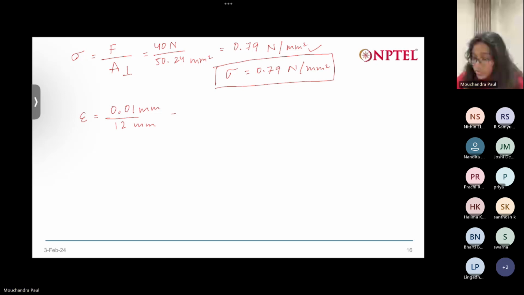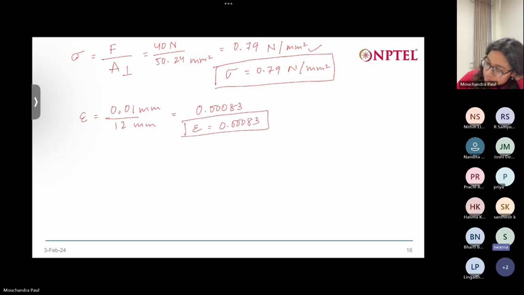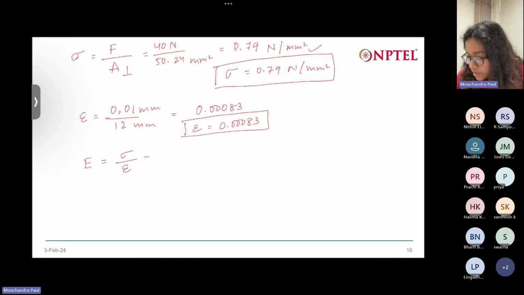Anyone? 0.0083. Okay. Has everyone got the same value as him? Yes. Okay, you're correct. You guys are doing rightly. So these are the stress and strain values. Next, you have to calculate the value of Young's modulus, which is nothing but the ratio of these two values that we have already calculated. So tell me quickly, what will be the answer then?